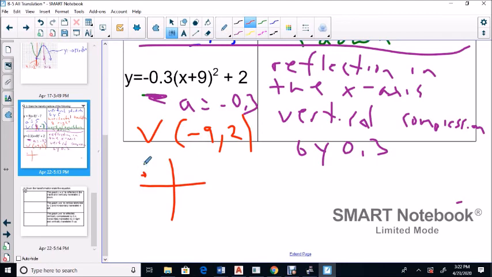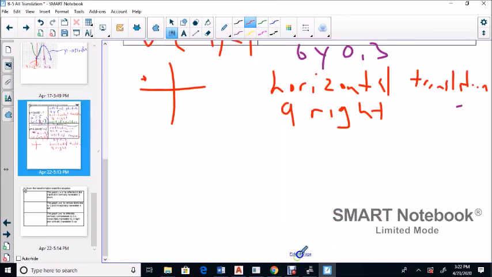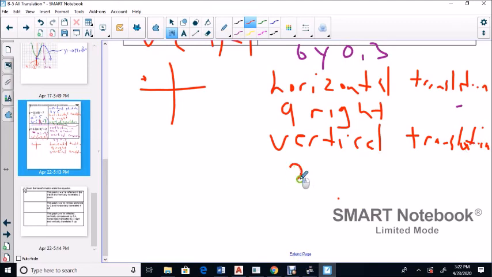I would write horizontal translation. Translation 9 right. And the last one would be a vertical translation. Vertical means up and down. Vertical translation 2 up.